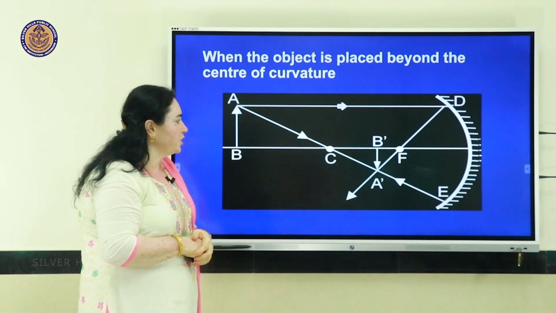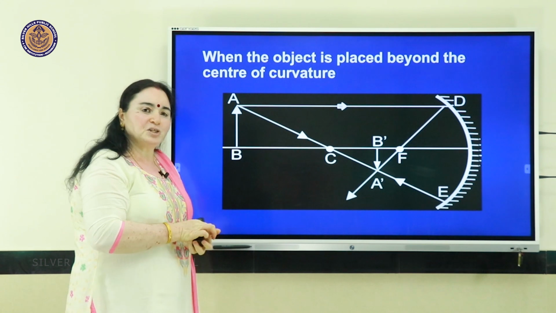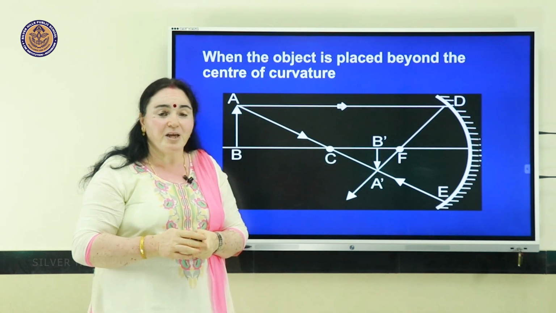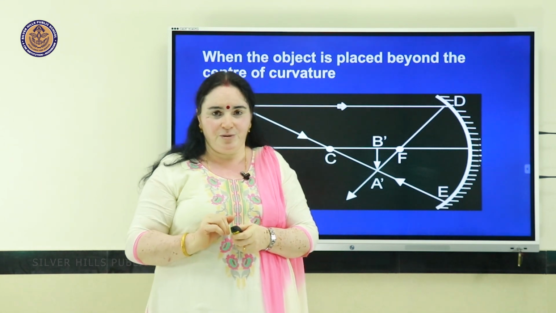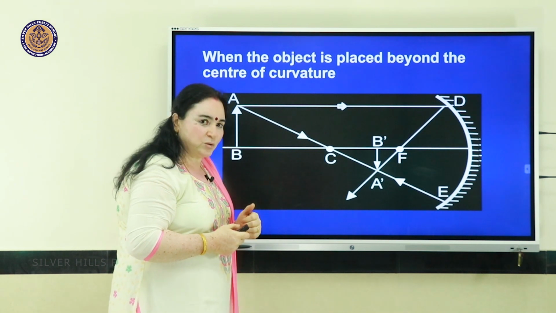Now, check on the object and the image. My object is standing upright. What about my image? My image is inverted. And whenever we are going to have an inverted image, we are going to have a real image, right? Because it can be obtained on a screen. Now, what is the other feature that you could see?